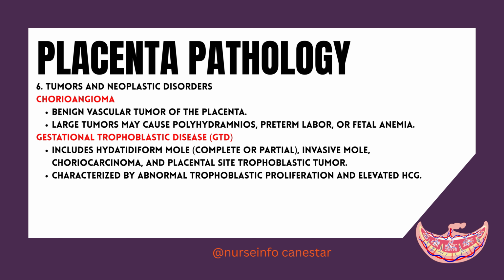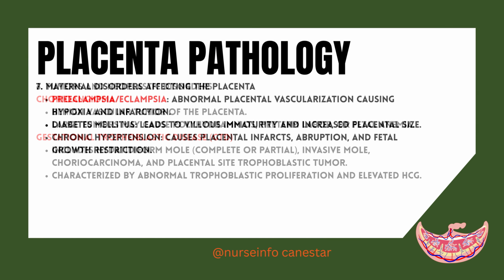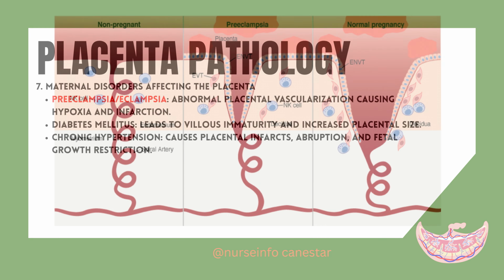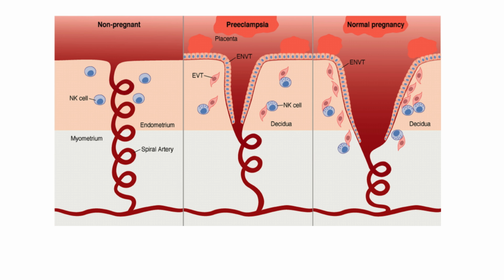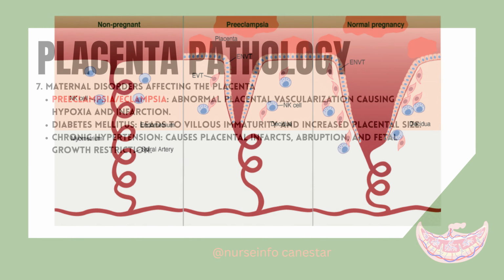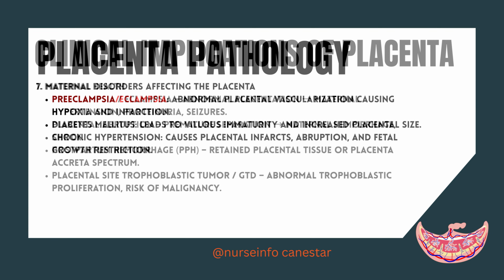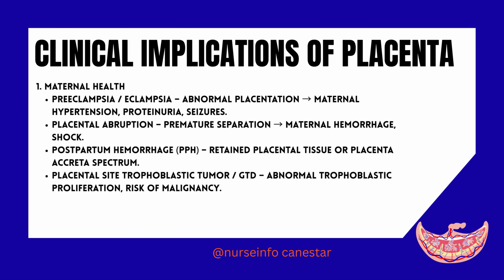5. Developmental and structural abnormalities. Circumvallate placenta: placental margin is folded backward, linked with bleeding and growth restriction. Bilobed placenta: placenta has 2 distinct lobes, increasing risk of retained placenta. Succenturiate lobe: extraplacental lobe, can cause retained tissue and postpartum hemorrhage.